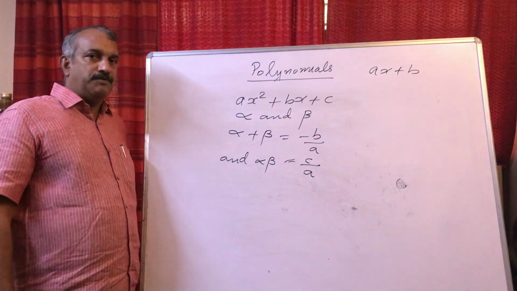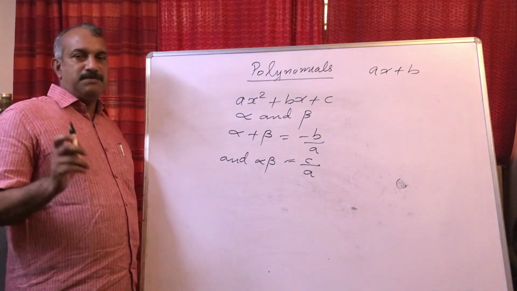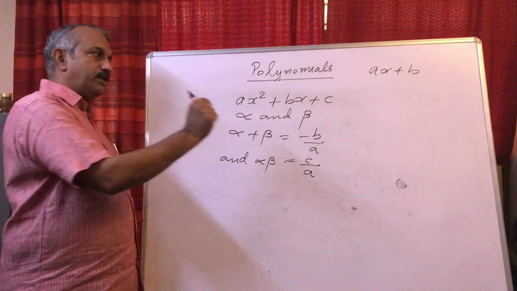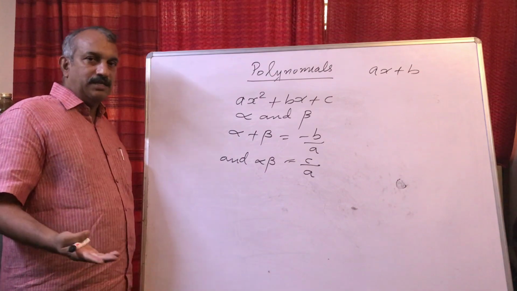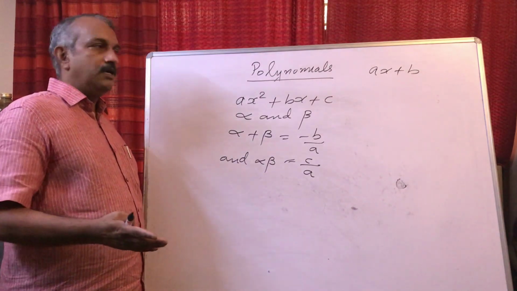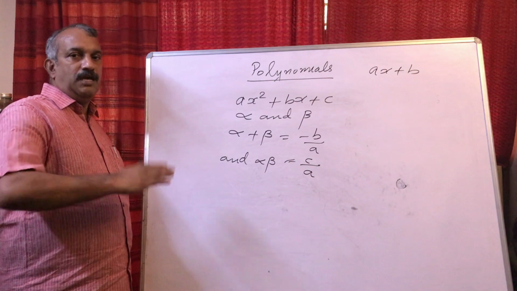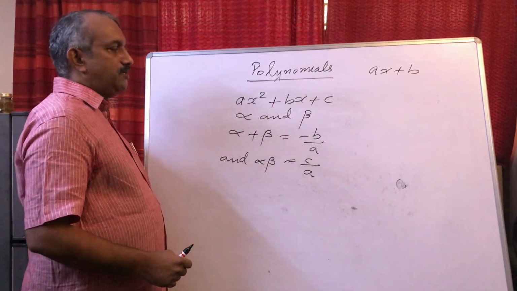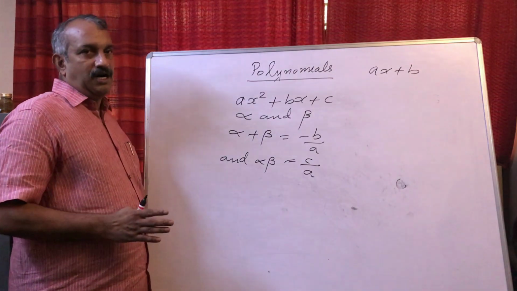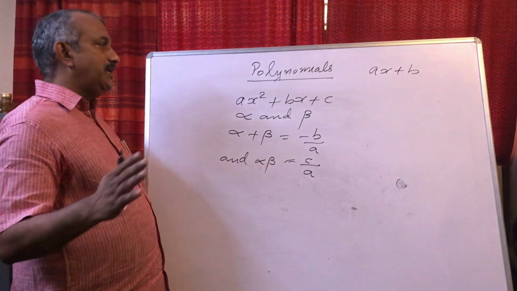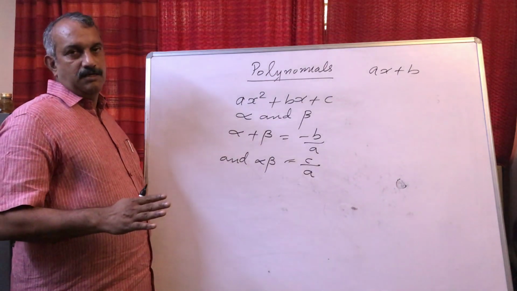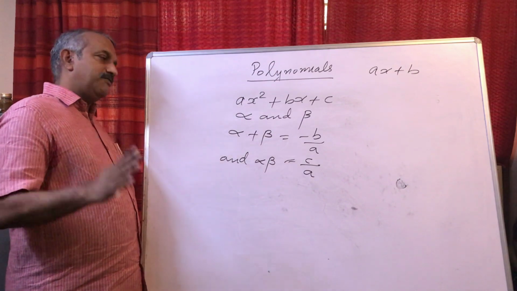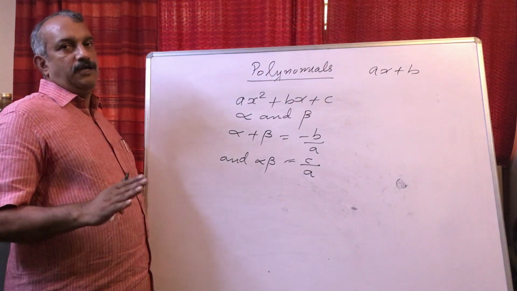If alpha and beta are the two zeros, again we are using alpha and beta to avoid confusion, because a polynomial can be in x, or a polynomial can be in y. If you assume x or y, a and b, there can be confusion. So we are using these Greek letters alpha and beta. Now if alpha and beta are the two zeros of the polynomial ax square plus bx plus c, then alpha plus beta is equal to minus b upon a, and alpha beta is equal to c upon a.